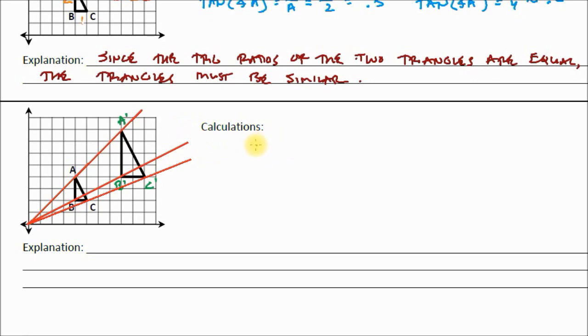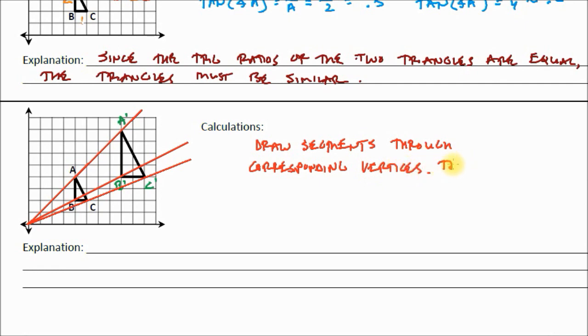So for calculations, I can't put a calculation, so I'm gonna write draw segments through corresponding vertices. They all intersect at exactly 0, 0.